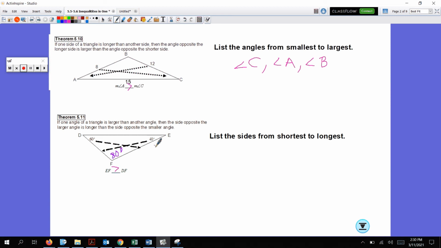Okay, so we're looking for the shortest. So 60, 80, 40, 40 is the smallest angle. It's pointing to DF. Remember to write the side notation. It's a segment, okay? So the next largest side would be opposite of angle D, which is FE, or EF, you could say either one would be fine. And then the largest side would be opposite of the largest angle. That makes that DE. Easy peasy lemon squeezy.